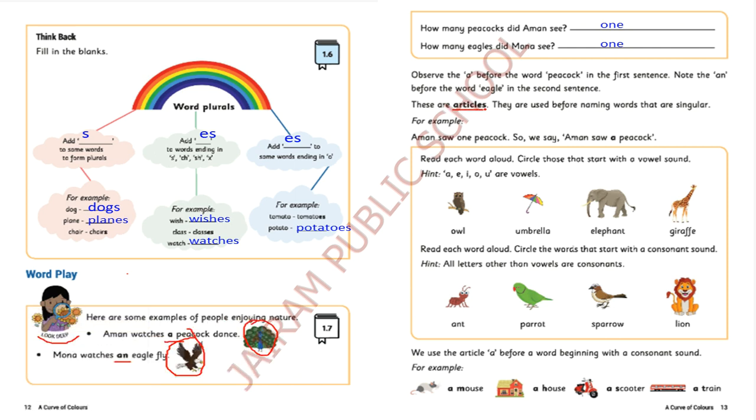Okay, articles. What are the articles? A and an. They are used before naming words that are singular. If the naming word is singular, we will add a or an generally. Aman saw one peacock.